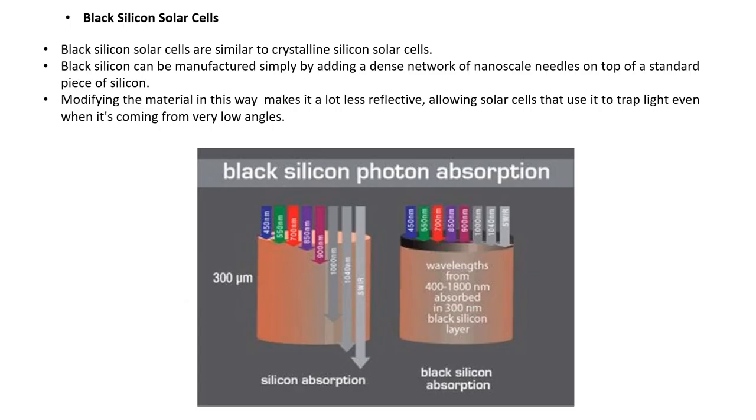Next in the list is black silicon solar cells. Black silicon solar cells are similar to crystalline silicon solar cells. Black silicon can be manufactured simply by adding a dense network of nanoscale needles on the top of a standard piece of silicon. Modifying the material in this way makes it a lot less reflective, allowing solar cells that use it to trap light even when it's coming from very low angles.